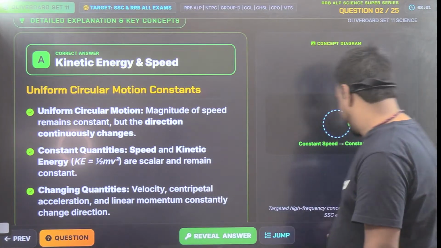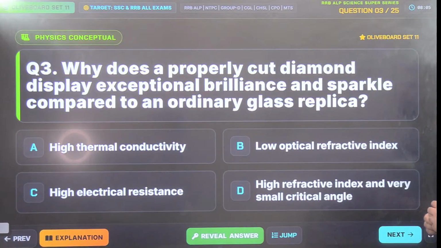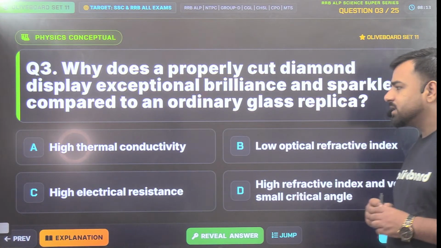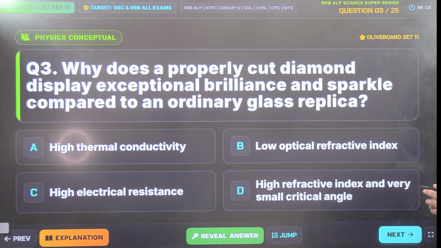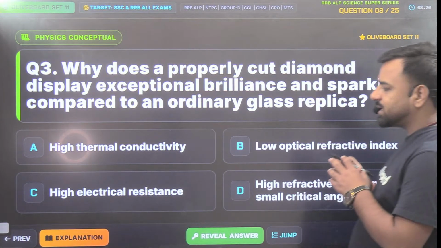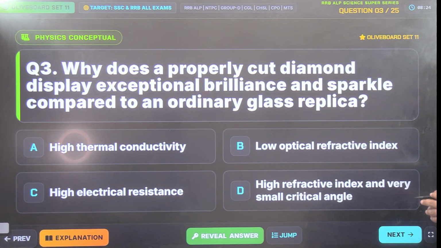What about the next question? Why does a properly cut diamond display exceptional brilliance and sparkle compared to an ordinary glass replica? Option A is high thermal conductivity. Option B is low optical refractive index. Option C is high electrical resistance. And option D is high refractive index and very small critical angle. So what do you think, guys? What should be the correct answer for this case?